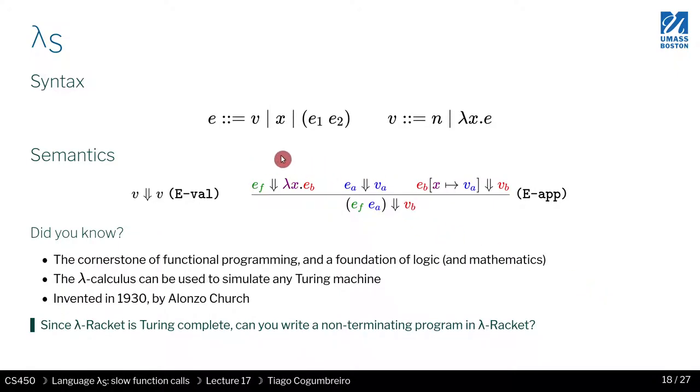And Racket can be described in simply these two lines, these two rules. With two simple rules, you can explain how the execution of a Racket program runs. You don't need anything else. And that might be very surprising, right?